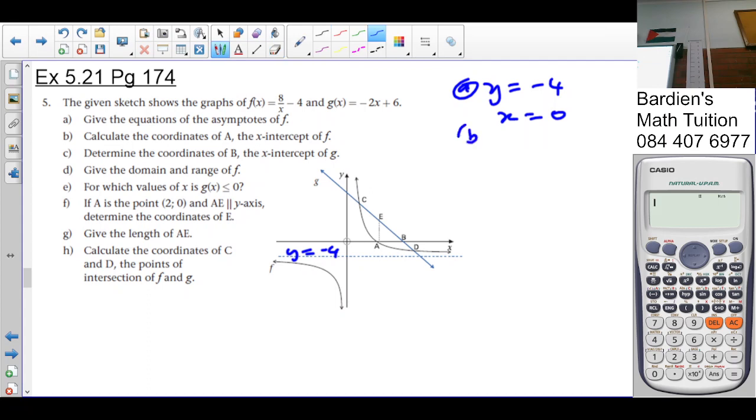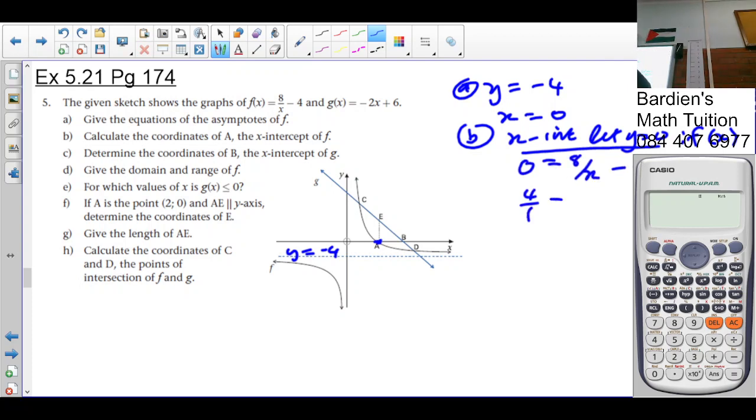B. Calculate the coordinates of A. What is A? The x-intercept of the hyperbola graph, which is f of x. So 0 equals 8 over x minus 4. Take minus 4 over, it becomes positive 4. Cross multiply: 4x equals 8. So x equals 2. What are the coordinates of A? 2 and 0. Okay?